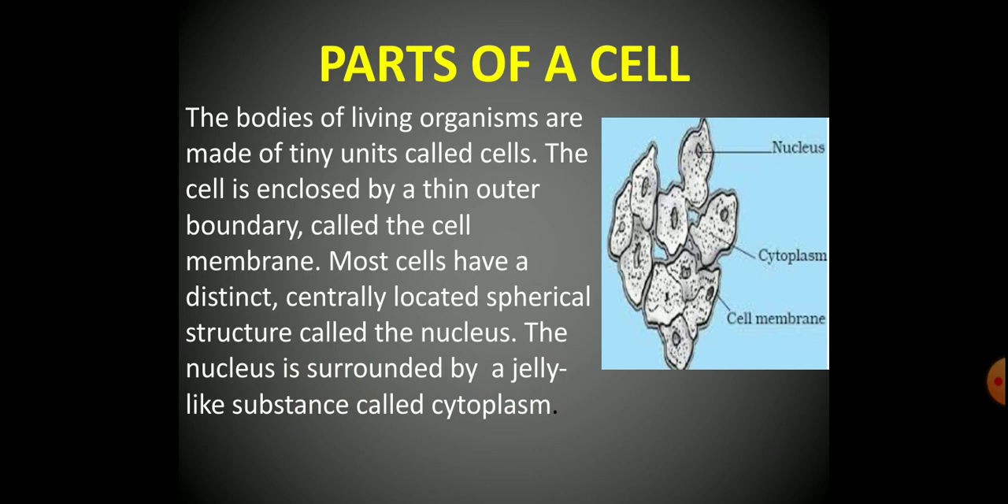Parts of a cell. The bodies of living organisms are made up of tiny units called cells. The cell is enclosed by a thin outer boundary called the cell membrane. Most cells have a distinct centrally located spherical structure called the nucleus. The nucleus is surrounded by a jelly-like substance called the cytoplasm. So basically, there is a spherical structure at the center of the cell known as the nucleus, the surrounding jelly-like structure known as the cytoplasm, and the thin outer boundary known as the cell membrane.